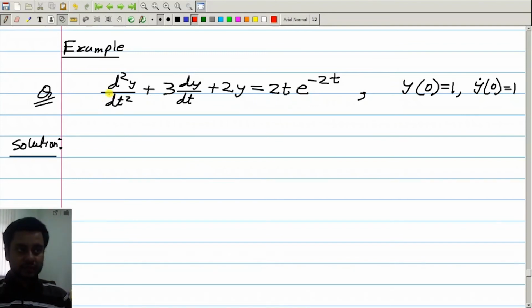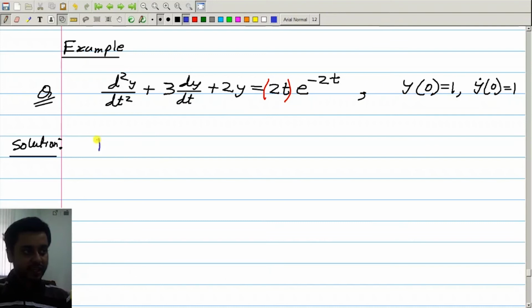Suppose another second order differential equation is given with the input equal to e to the power minus 2t multiplied by this polynomial, which is 2t, and boundary conditions are y0 equal to 1 and y dot 0 also equal to 1. So let us try to solve it.